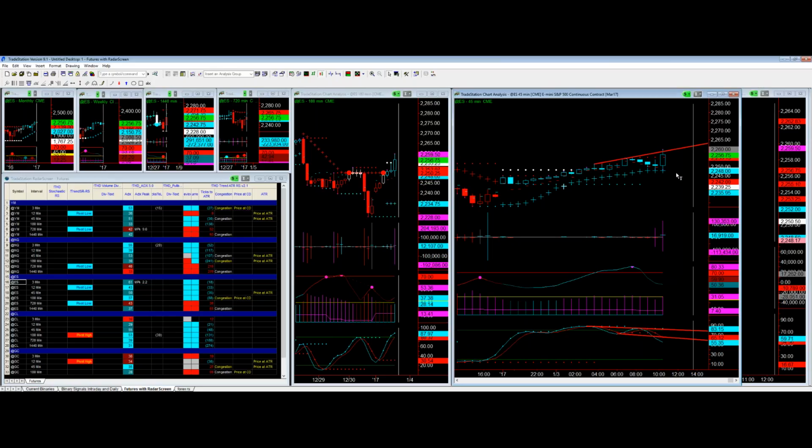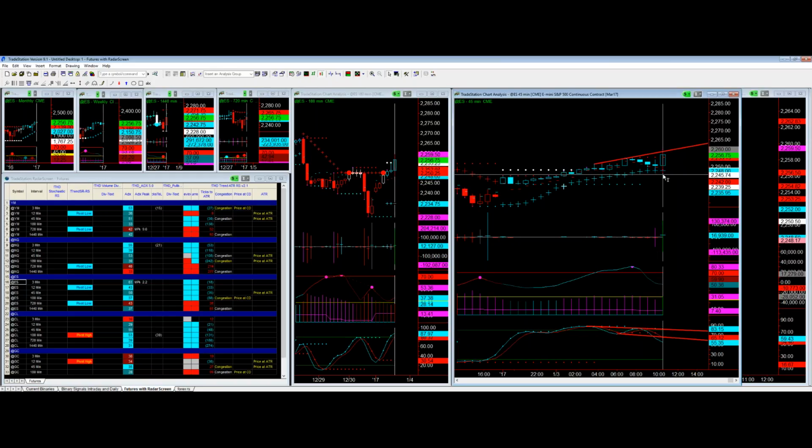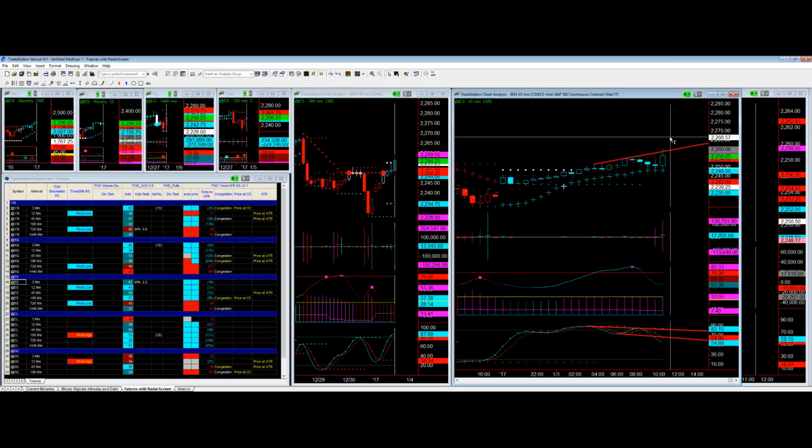Now, this bar has about 9 minutes left, but if this bar closes above the high of this bar, you can anticipate the next bar being higher. Remember, I want it to get to 2261, so that's exactly what I want it to do.